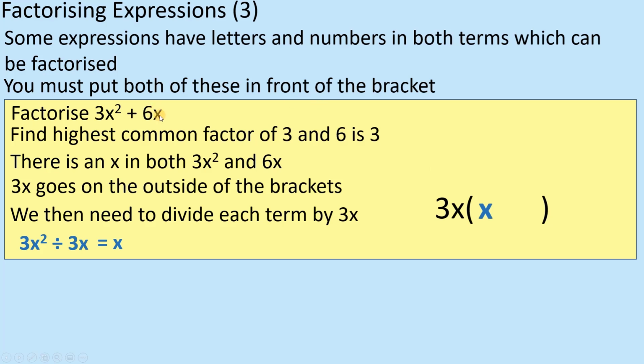I'm going to divide this by 3x as well. So 6x divided by 3x. Well, the x divided by x will disappear. And then 6 divided by 3 is going to give me 2. So 2 goes in there, and of course it's a plus.